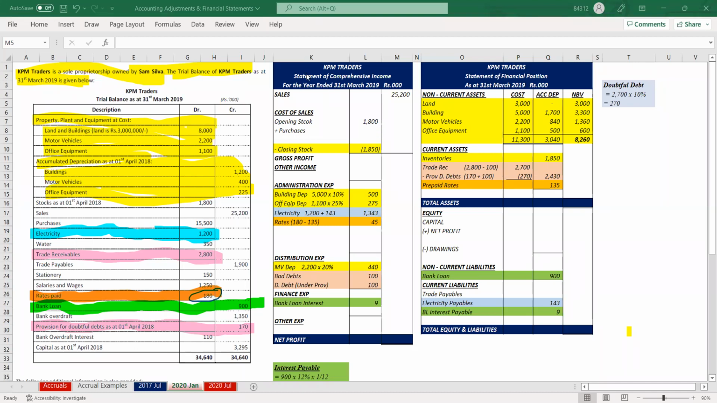There is a question: why are we multiplying the interest payable amount by 1 over 12? 1 over 12 means dividing by 12, calculating for 1 month. Because 12% is for 1 year, the annual interest rate is 12%. So if you want to calculate for 1 month, you have to multiply by 1 over 12. For 2 months, 2 over 12. For 6 months, 6 over 12. That's the reason.